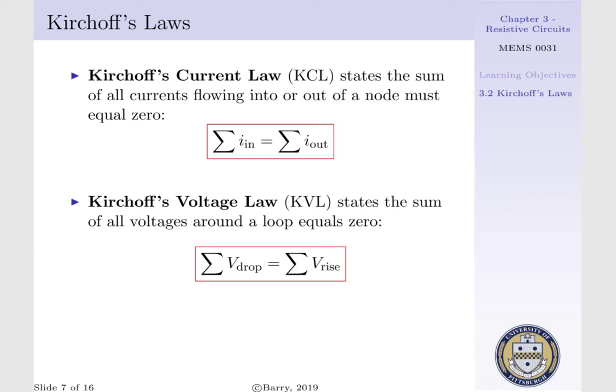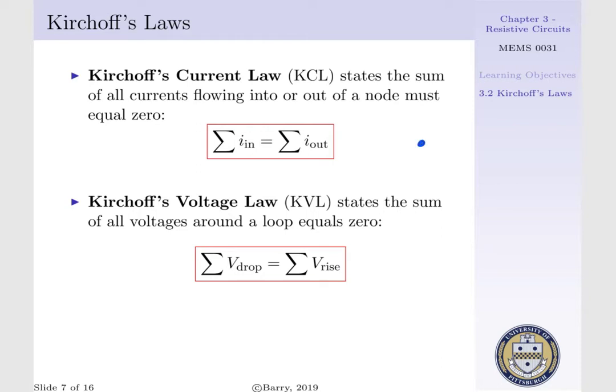We will continue with Kirchhoff's laws. Kirchhoff's current law, or KCL, states the sum of all currents flowing into or out of a node must be equal to 0. That is, the sum of our currents flowing into a node must be equal to the sum of the currents flowing out of a node.